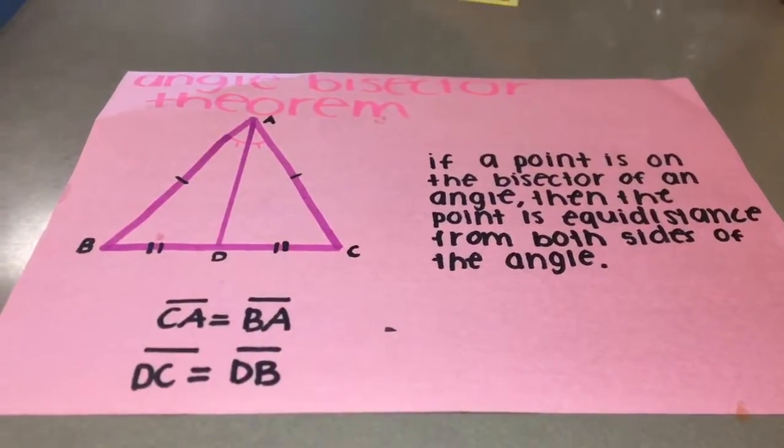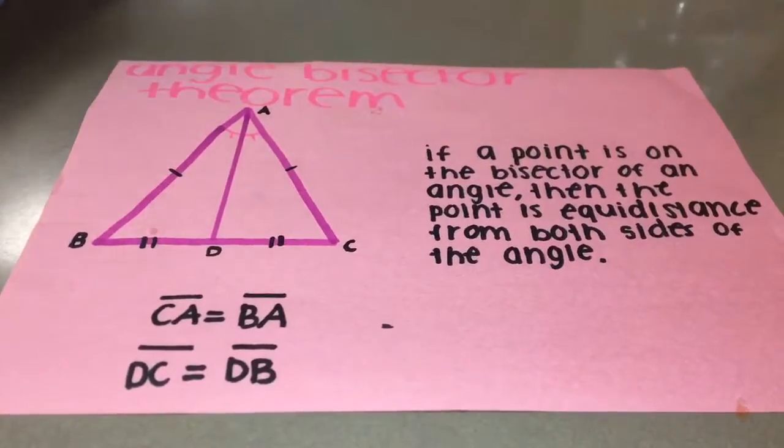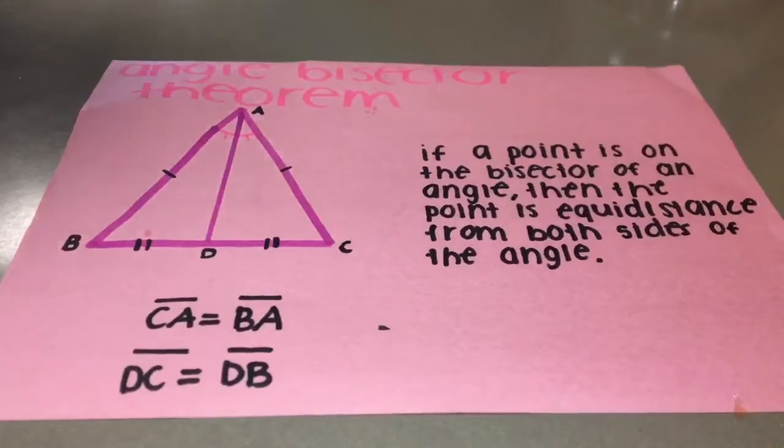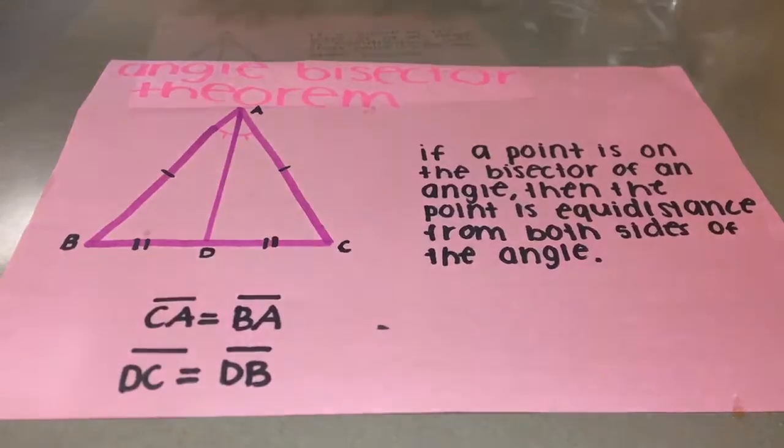Angle bisector theorem. If a point is on the bisector of an angle, then the point is equidistant from both sides of the angle. This will make line CA equal to line BA and line BC equal to line BD.